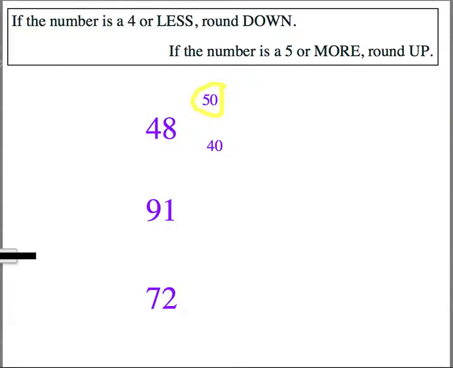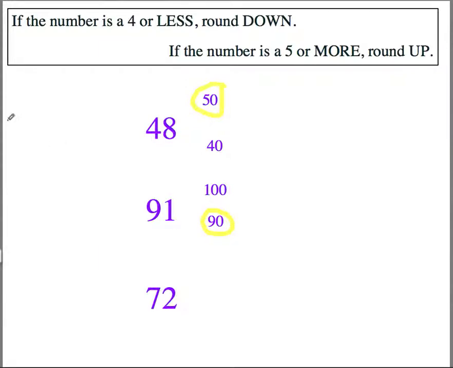What about 91? Do we round up to 100 or down to 90? Remember, although the tens place is the one that we're going to change, the number 1 is the one that matters. So 1 is less than 4. 4 or less, round down. So we would round it down to 90.